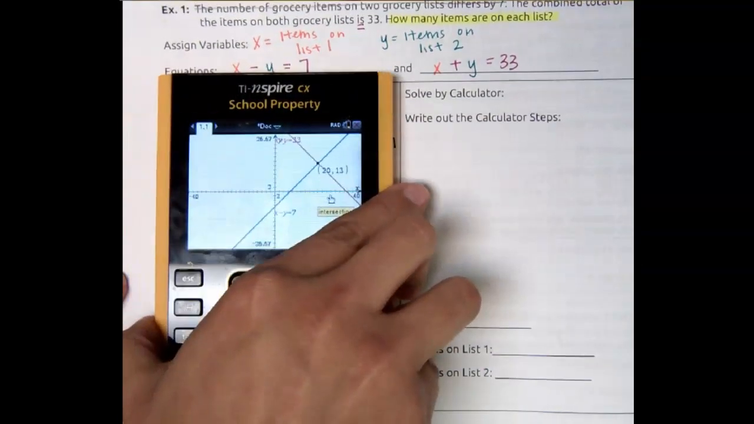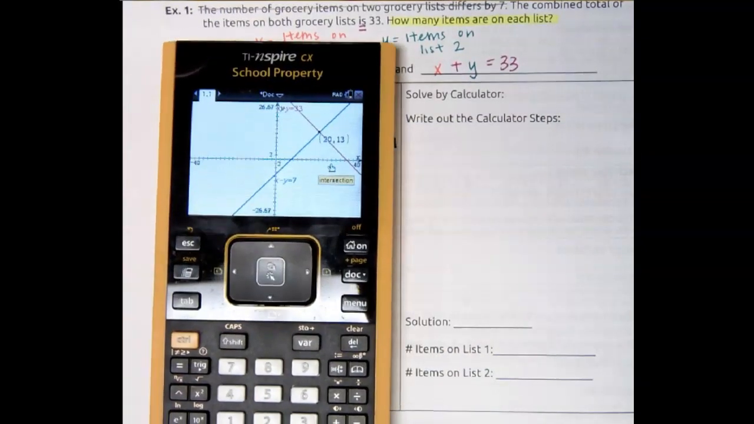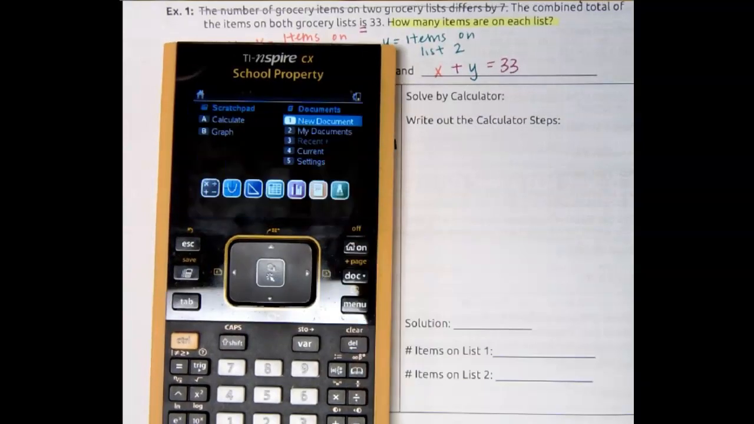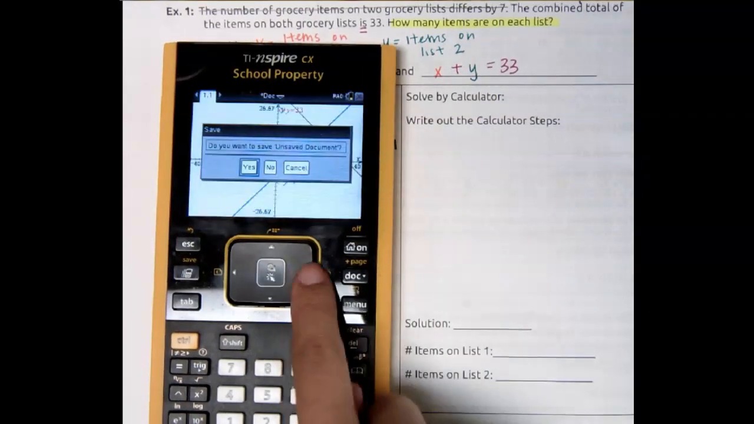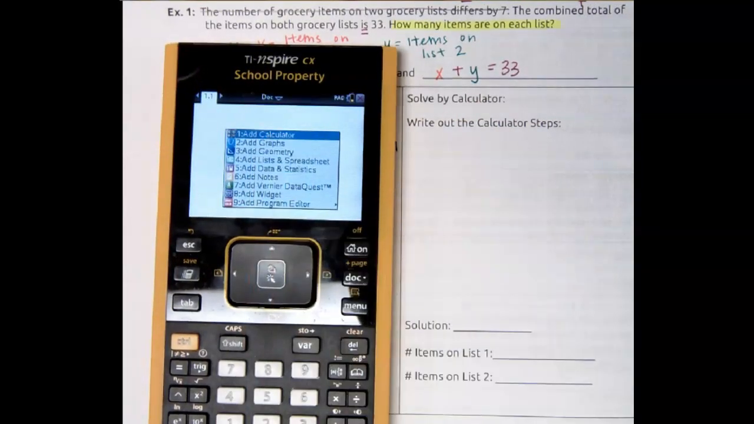And then we'll write the steps. There aren't as many steps to write. So we're going to start in a similar way. We're going to go home, new document, don't save, but this time we're going to add a calculator. So we're not graphing this time.